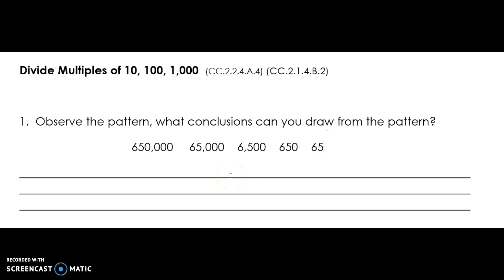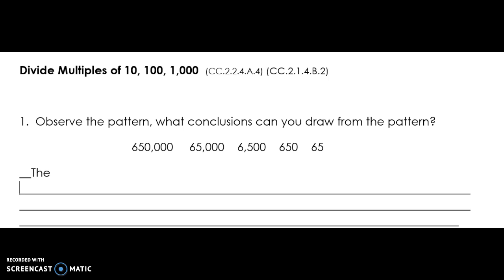Every time you have a 0, it represents a multiple of what? 10. So, your pattern is decreasing by multiples of 10.